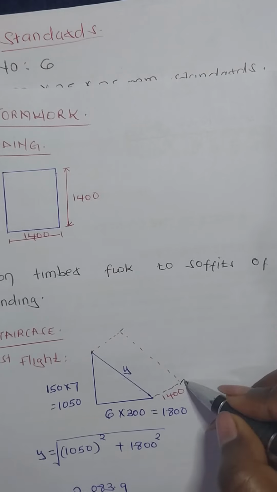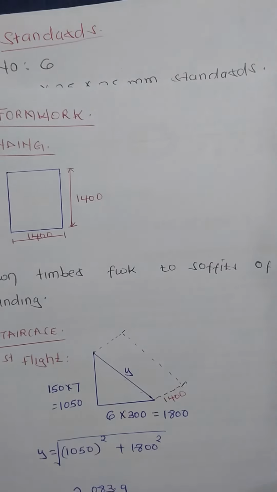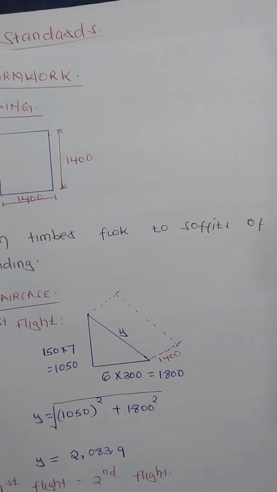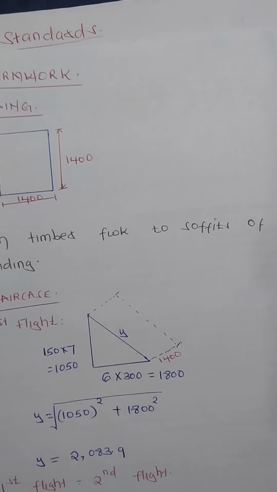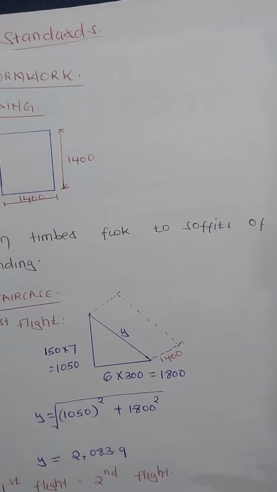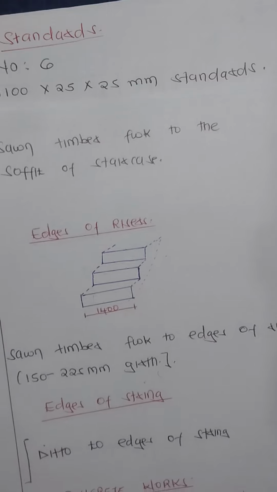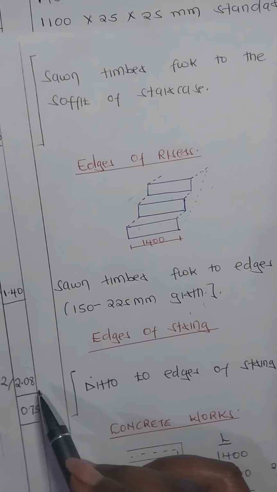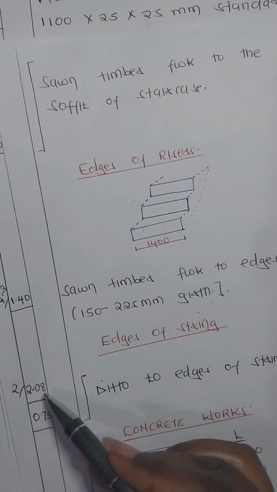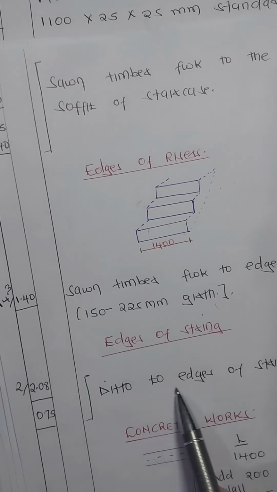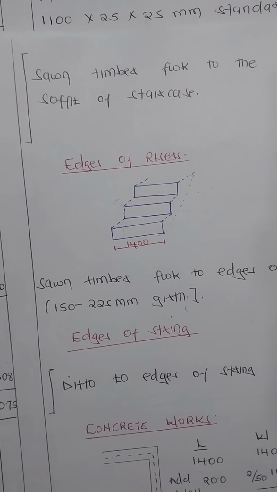So for the first staircase, for the first flight, we need 2.08. For the second one, we need 0.75. And then for the third one, that is the second flight, it's also the same as the first flight. So it will be 2.08 by 2, that is the first and the second, and then the intermediate will be 0.75. We say ditto to the edges of the string.